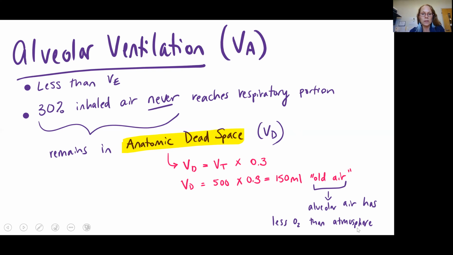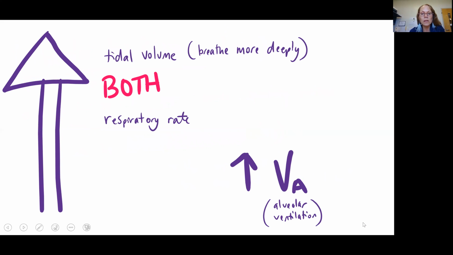This is interesting. The other reason that this is interesting is that in order to increase your alveolar ventilation, you have to increase both your tidal volume and your respiratory rate. So if you're not getting good oxygen to your alveoli, then you're going to see deeper breathing, and an increase in the respiratory rate is required in order to get adequate oxygen to the alveoli.